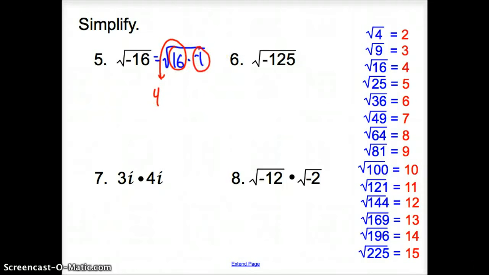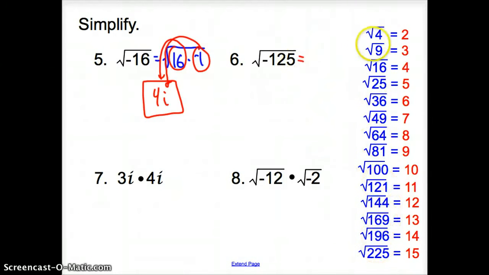Well, from our last slide, what is the square root of a -1? The square root of a -1 is i. So the square root of -16 would be rewritten or simplified as 4i. How about the square root of -125? How can we rewrite that?